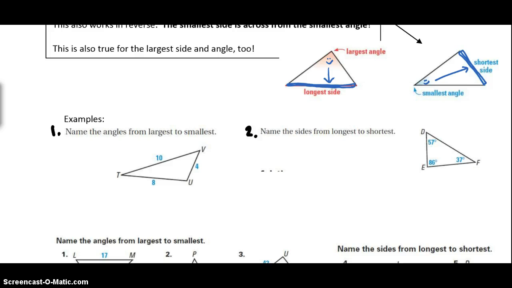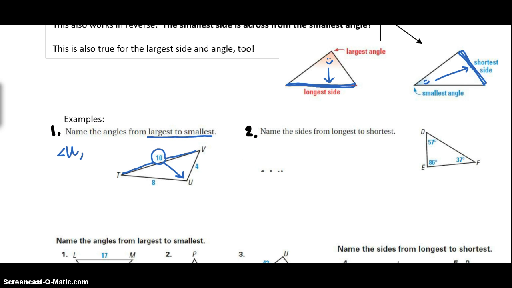Example 1, name the angles from largest to smallest. So they want the largest to the smallest. Let's find the largest number in our triangle. What's our largest number here? 10. So what angle is across from side TV? It's going to be U. So angle U would be your largest angle.